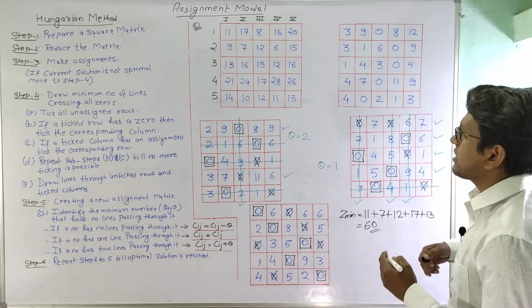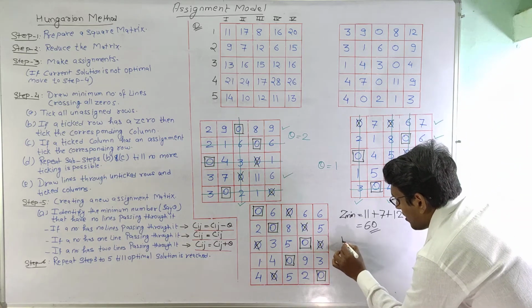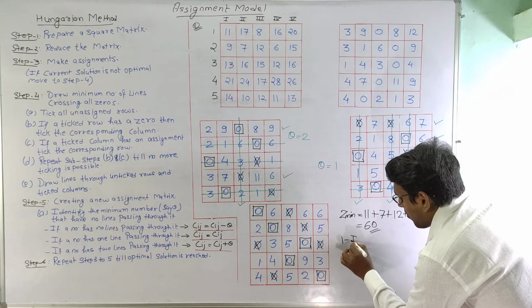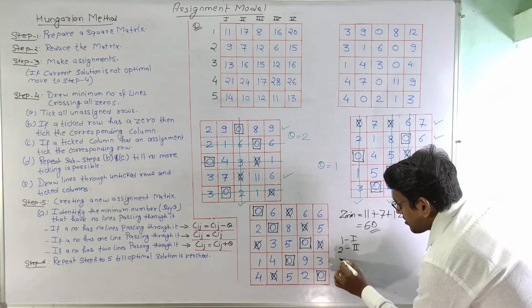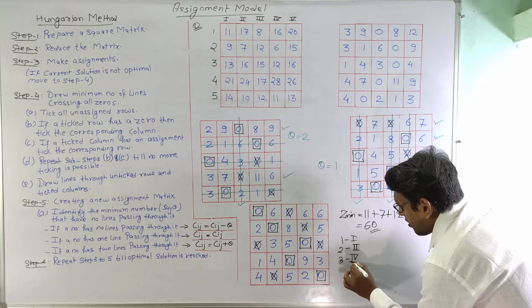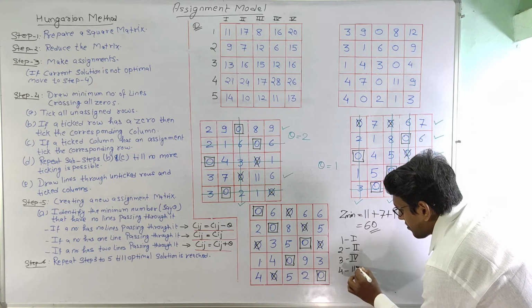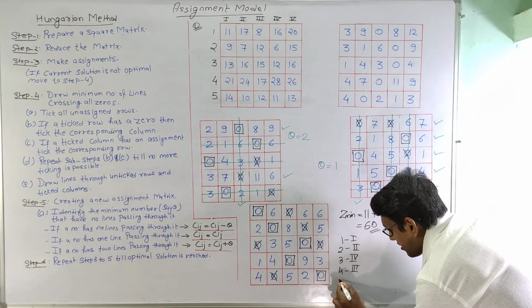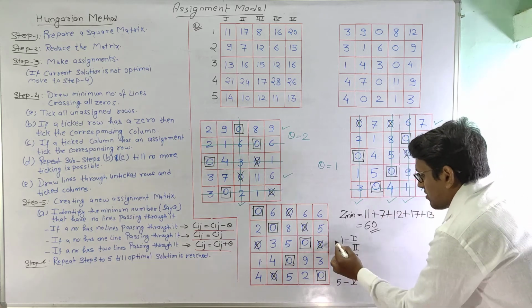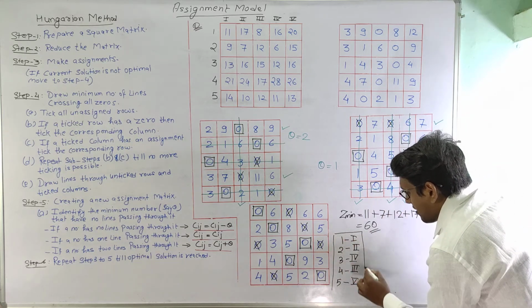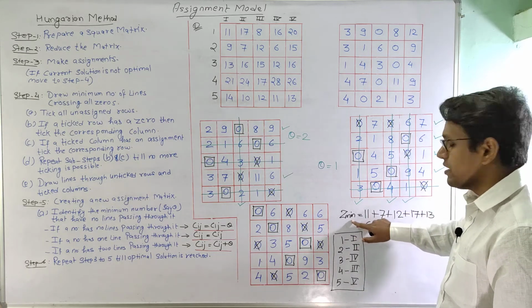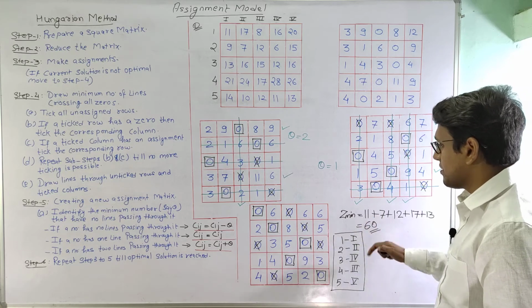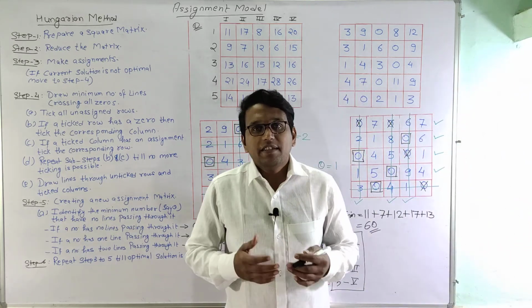The optimal solution has this assignment, so we will write the assignment. 1 has been assigned to 1, 2 has been assigned to 2, 3 has been assigned to 4, 4 has been assigned to 3, and 5 has been assigned to 5. So this is the optimal assignment we get, and for this optimal assignment, the minimum value of Z is coming as 60.